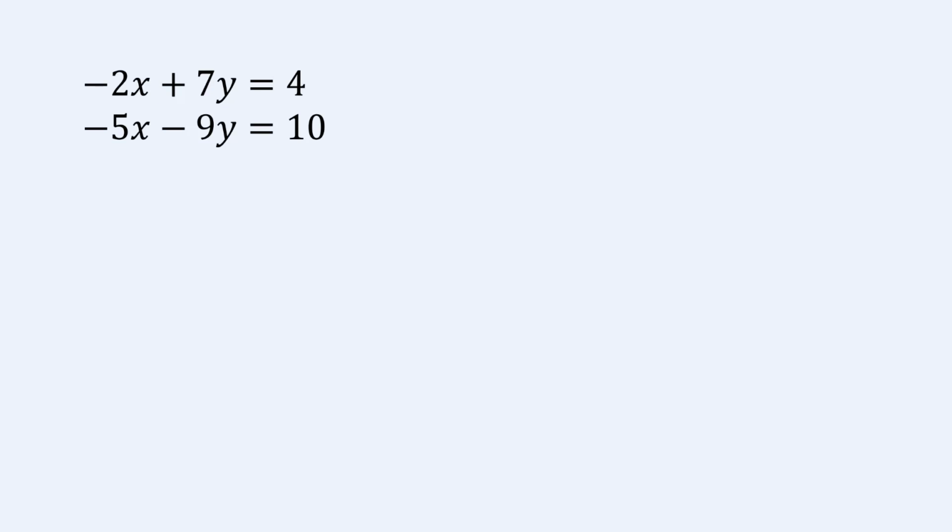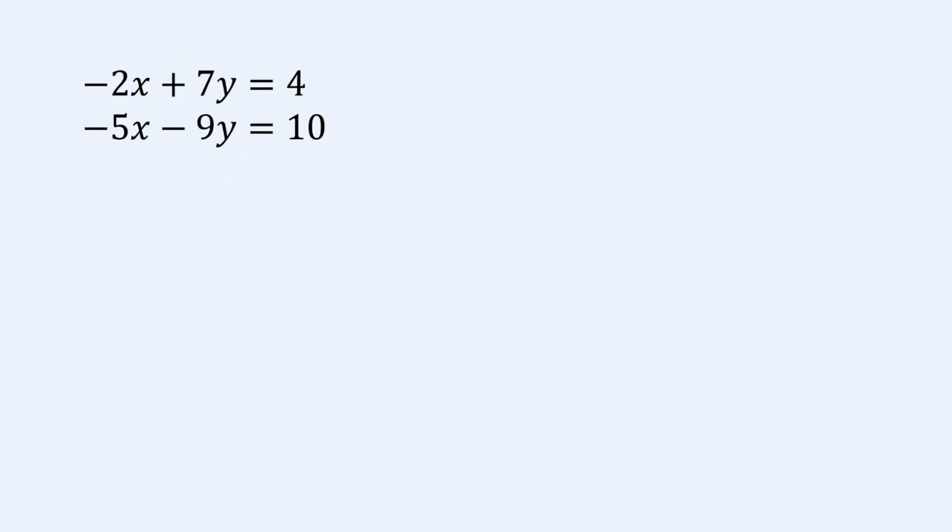If you choose to get rid of the x, you need both of those x values to be the same exact number where one is positive and one is negative. Similarly, if you choose to get rid of the y's, you need to do the same thing. You need to multiply them by something so they're the same number, but one is positive and one is negative.